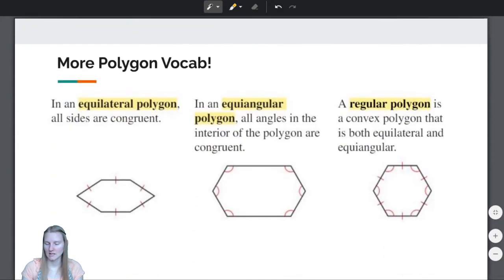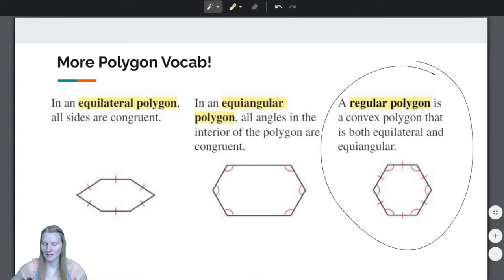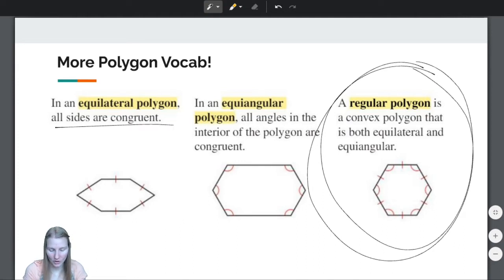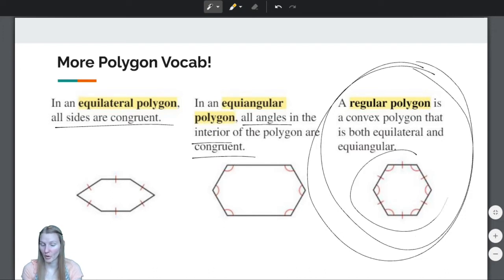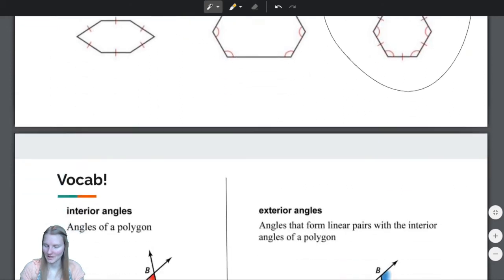Our last example for today is going to talk specifically about regular polygons. So remember that equilateral means all sides are congruent, equiangular means all interior angles are congruent, and regular means both equilateral and equiangular. Make sure that these are in your notes. They're probably in your notes from a couple days ago. If they're not, write them down now, and remember these things for our examples today.